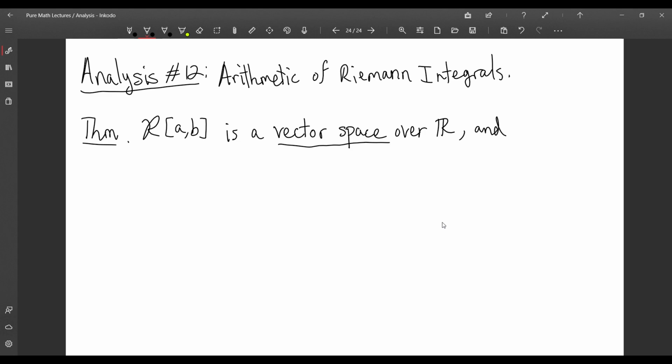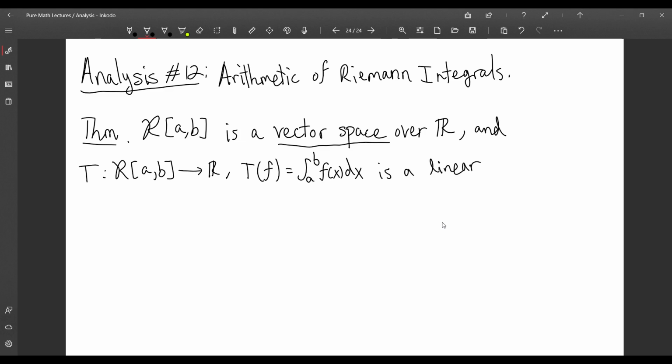and the map T, which takes a Riemann integrable function to the real numbers, defined by T of f equal to the Riemann integral of f, is a linear map.